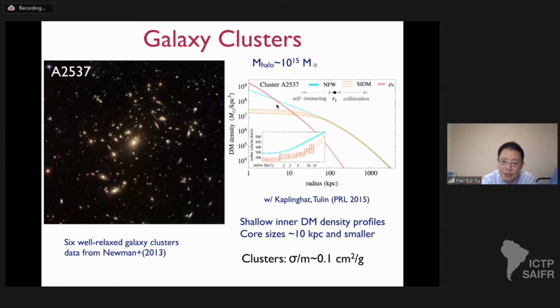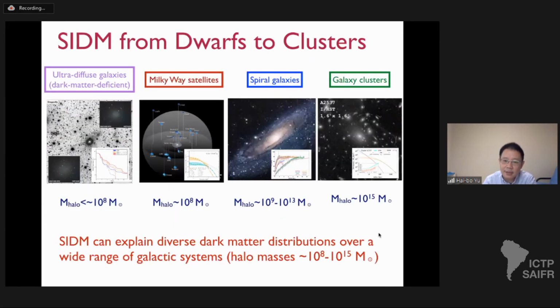What's really interesting is that for clusters, in the outer region, it matches the NFW profile very well. And the cross-section you need to explain the data is about 1 order of magnitude smaller than the cross-section you get from dwarf galaxies. The cross-section is about 0.1 centimeter squared per gram for clusters.